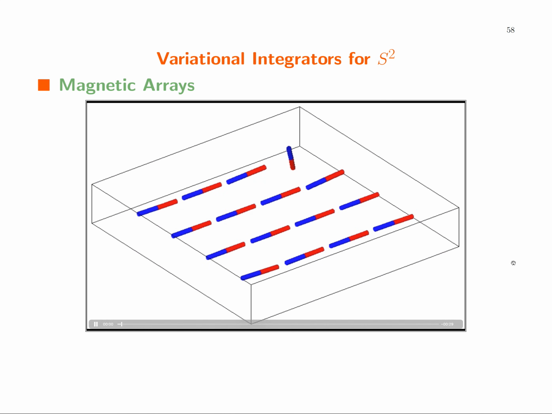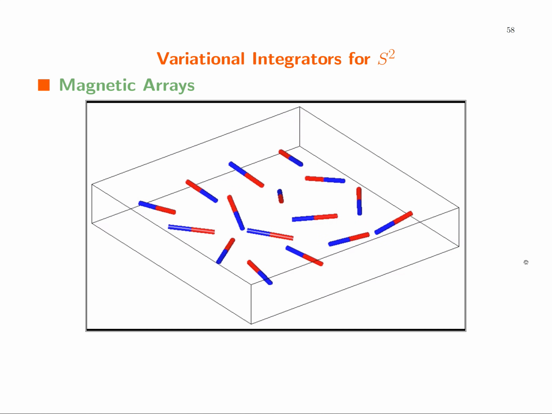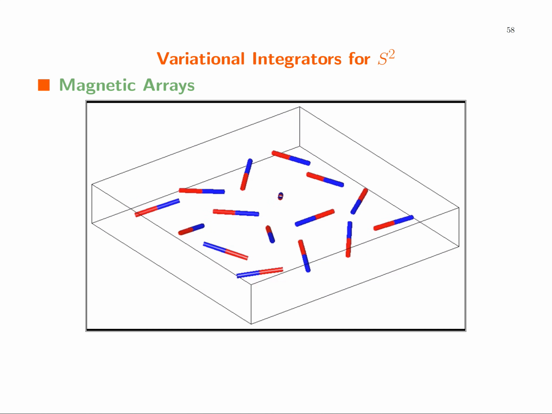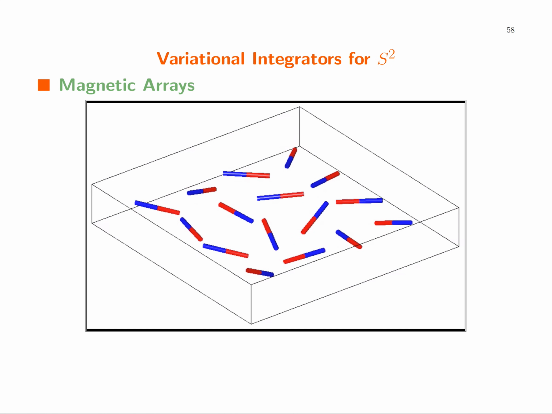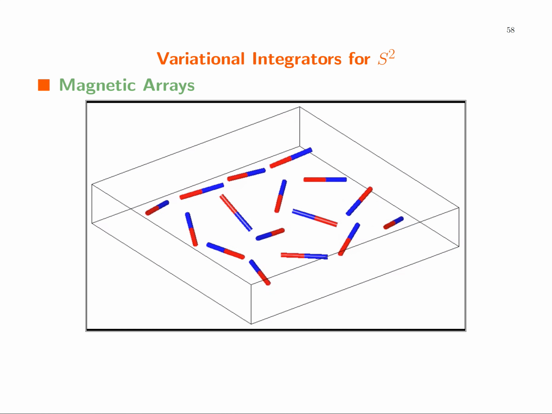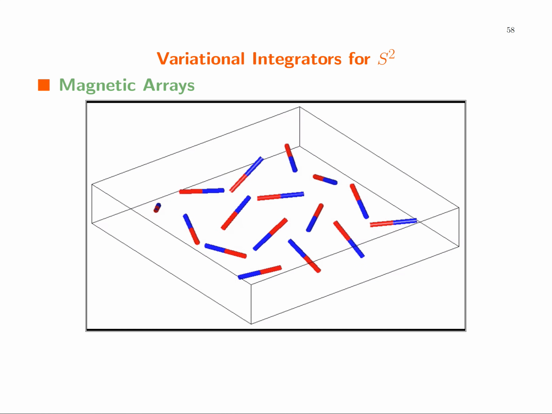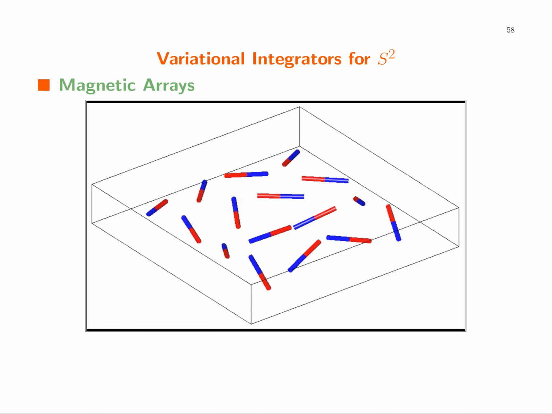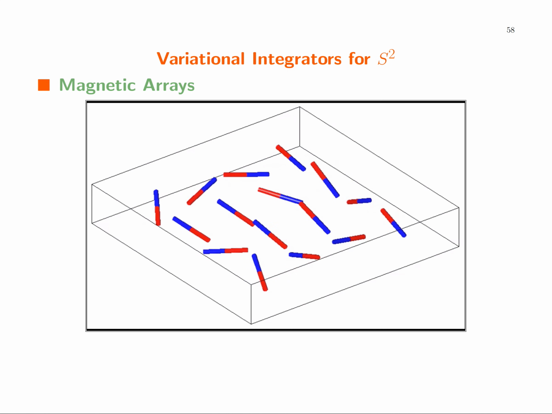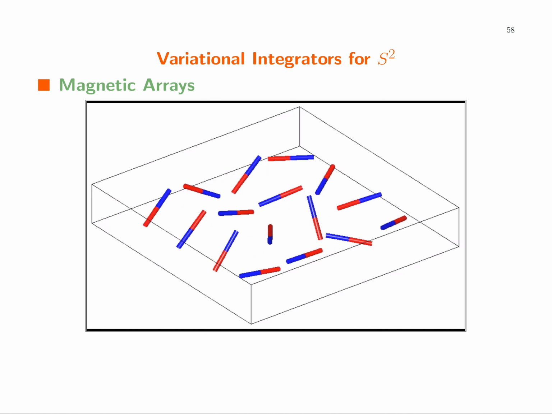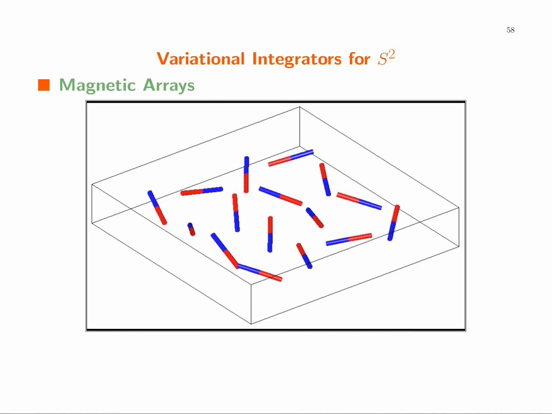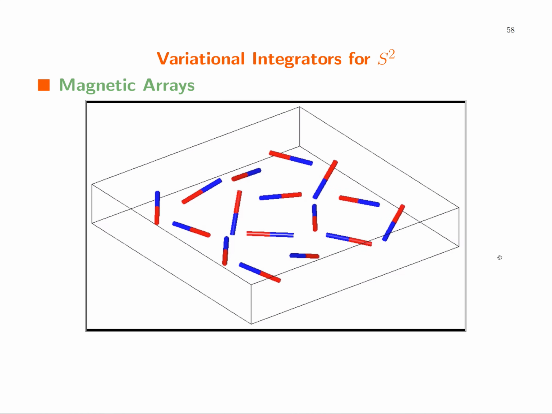And then finally, this is a micromagnetic array simulation. It shows what you might see if you had a lot of micromagnets interacting with each other. The nice thing about all these simulations is that they're all based on the same code base, and so these two-sphere simulations are quite general.